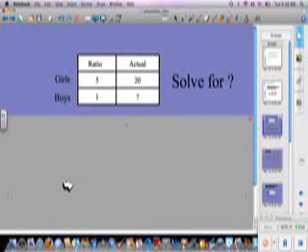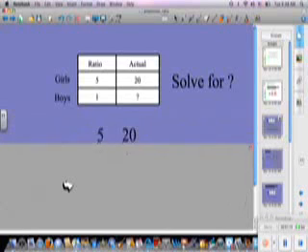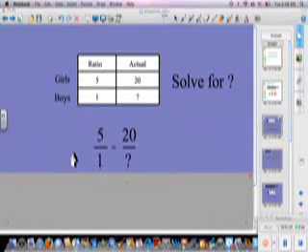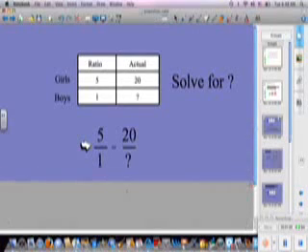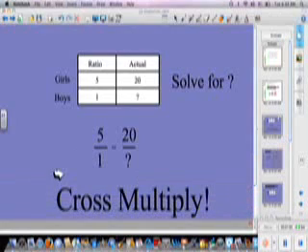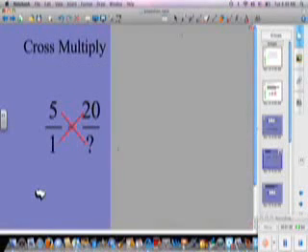So what we do is, here's our ratio box and we have to solve. So we set up our fraction and we know that 5 over 1, whoa, look at my pointers going crazy, that 5 over 1 is equal to 20 over something that we don't know. So what do we have to do? Cross multiply. So cross multiply is our friend. So here we have our fraction. 5 over 1 is equal to 20 over question mark.